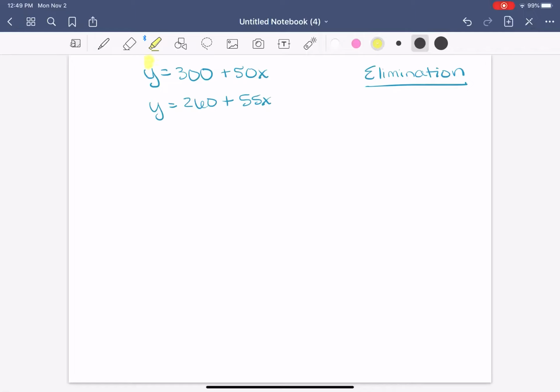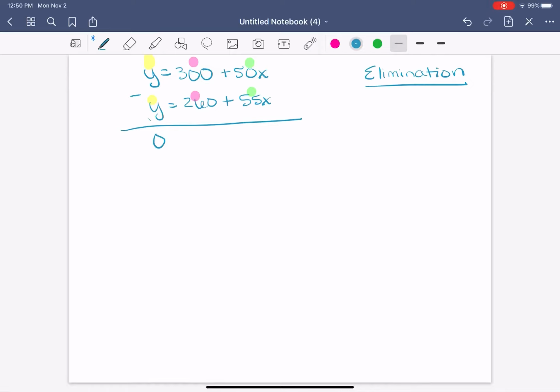For example, I've got my y's here, my constant terms here, and my x terms here. So with elimination, you want to either add or subtract these two equations together so that one of the variables disappears or eliminates. I can see by looking, if I subtract these two equations, my y's are going to disappear, and that's what I want. So if I subtract y minus y, that's 0.